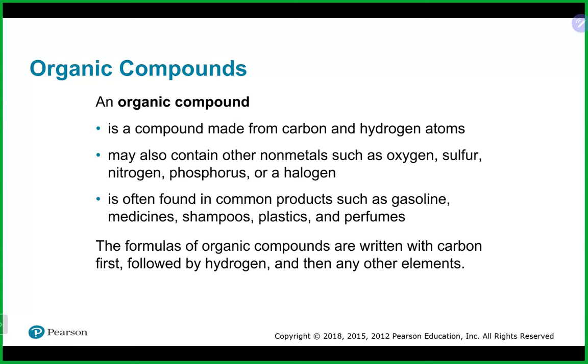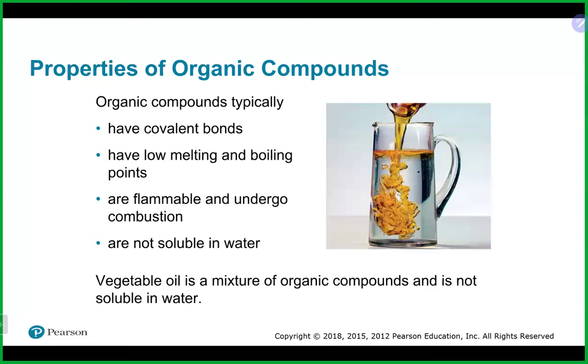Now, organic compounds are written with carbon first, usually hydrogen next when you write the formulas, and then you add the other elements that may be there. So that's usually the order in which you put the formula together: carbon, hydrogen, and then whatever else may be there if there are other elements involved.